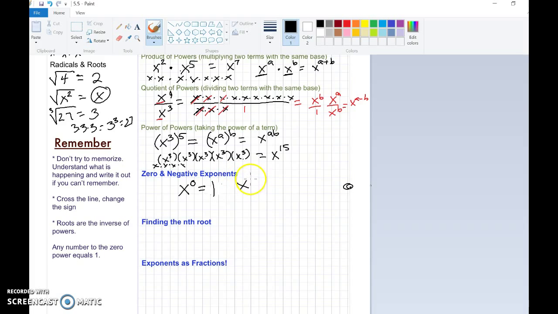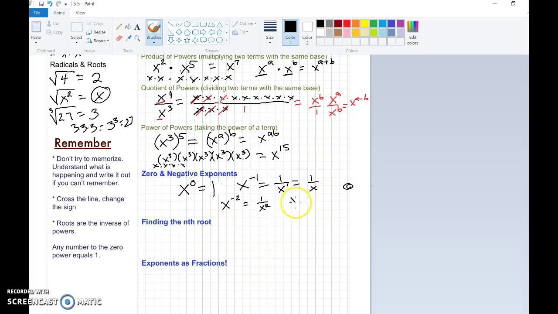X to the negative 1 really means 1 over x to the 1 power, or 1 over x. So then x to the negative 2 is equal to 1 over x to the second, or x squared. And I have a little rule that I use which says cross the line, change the sign. So when you have negative exponents, you can be certain that it's going to turn into a fraction.